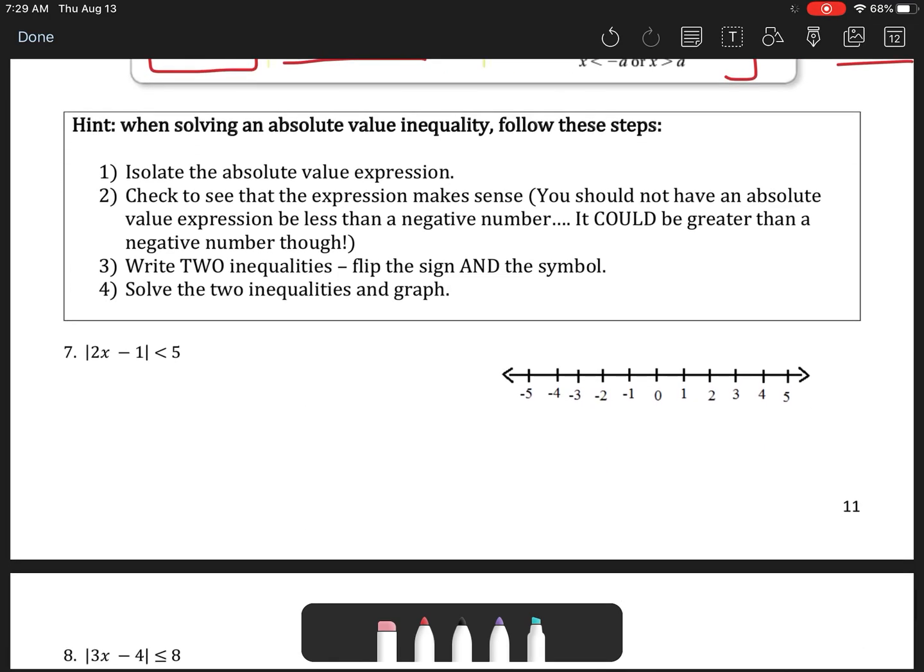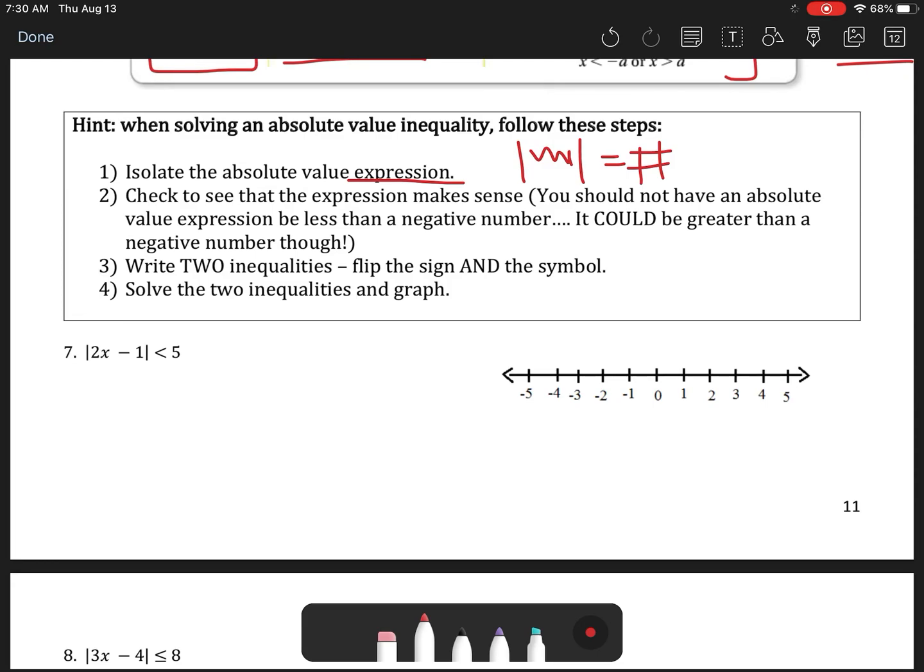Okay, when you're solving absolute value inequalities, we're going to follow these steps. We're going to isolate the entire expression. So you're trying to get the inequality symbol equal to a number on the other side, okay? So whatever is in here, we're trying to get that entire expression alone. Then we're going to check to see that that expression makes sense. We can't have an absolute value less than a negative number. It could be greater than a negative number though, and we'll see some examples of that.